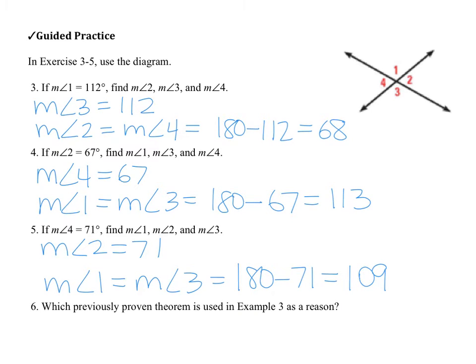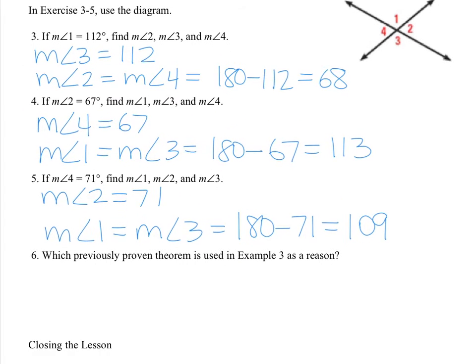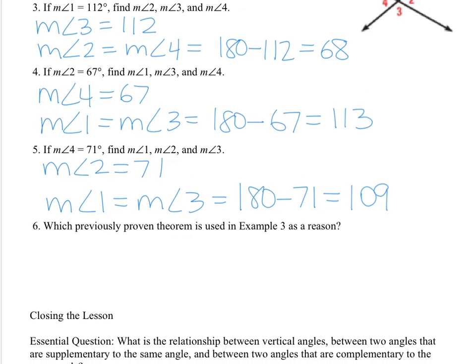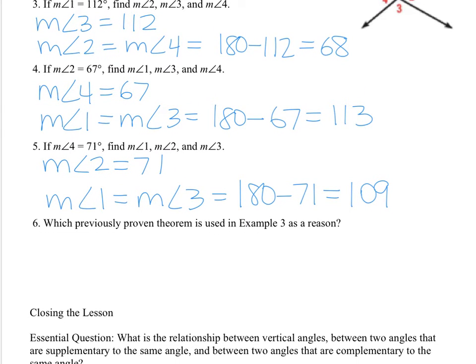Hopefully, as you watch that come up there, your answers agreed. And which previously proven theorem is used in example 3 as a reason? Believe it or not, it's not the linear pair postulate, because that's not a theorem. It's the congruent supplements theorem.